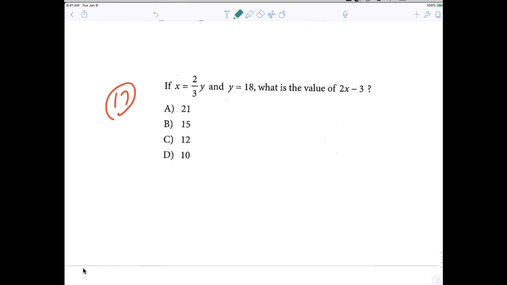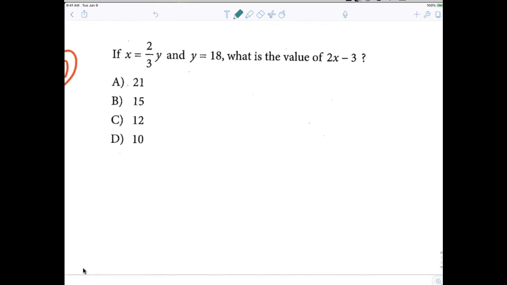All right, here we go. For 17, it says y is equal to 18. So I just plug 18 in for y. And if I plug 18 in for y, I get x is equal to what? 12, because 2/3 of 18 is 12.